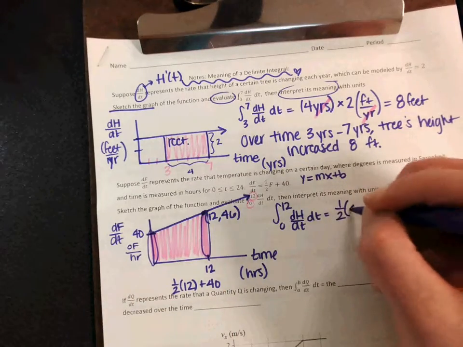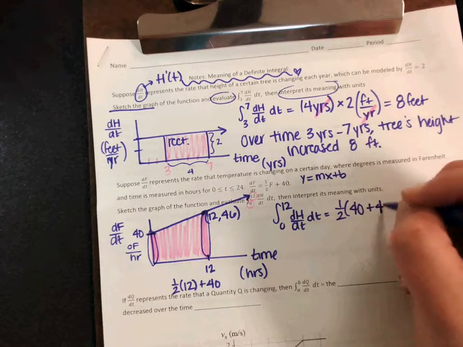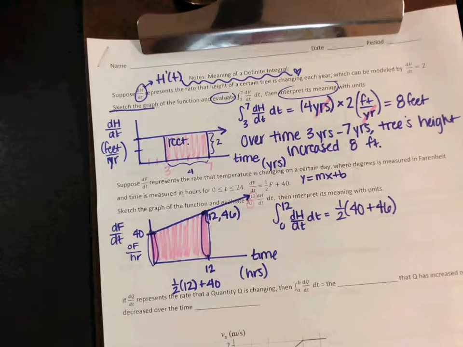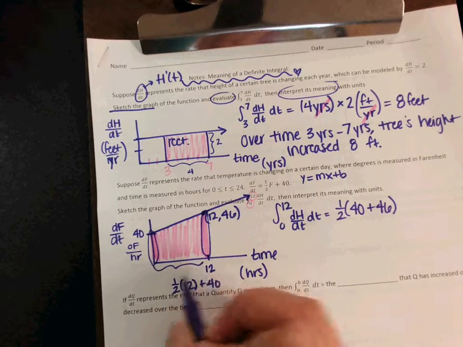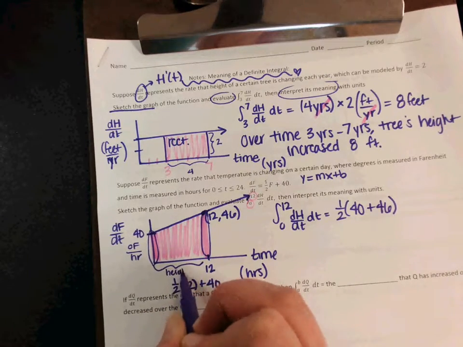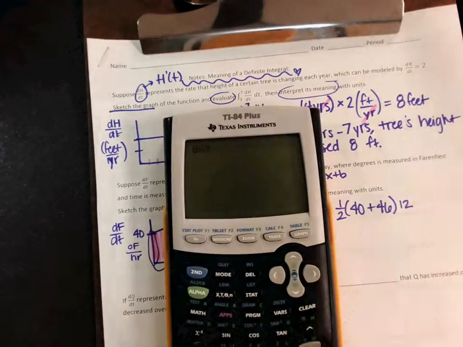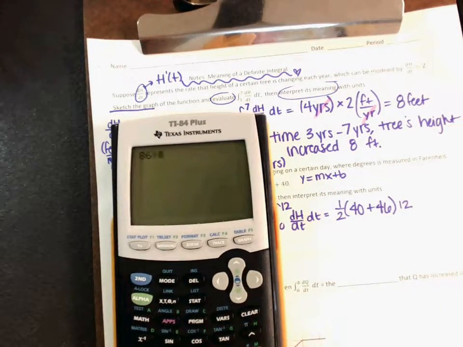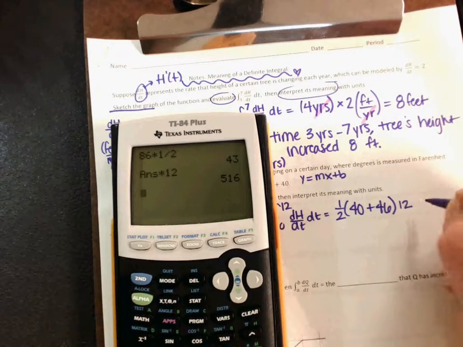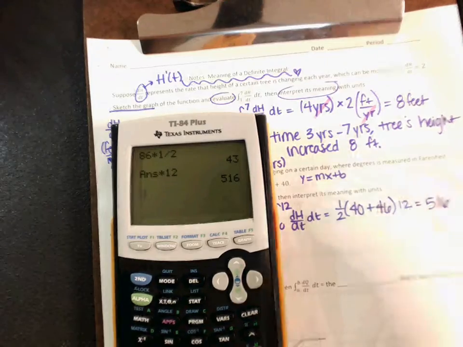So 1/2 40 plus 46. And then where will I find my height? Very good, the x-axis. So from here to here, that's your height, which is 12. Okay? What's 40 plus 46? 86. Okay, I'm going to do 86 times 1/2, and then times by 12. It comes out to be 516.